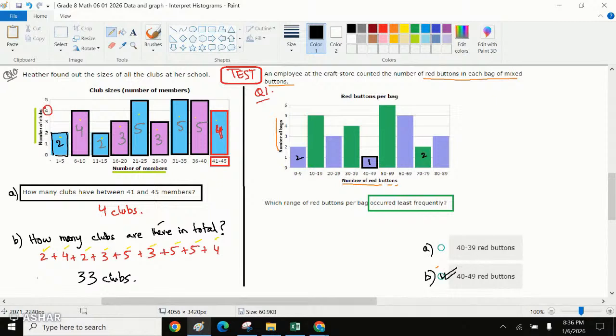That means option B is the correct answer. Yes, thank you for the answer. 40 to 49, that's the correct answer. Moving on ahead with the next question.